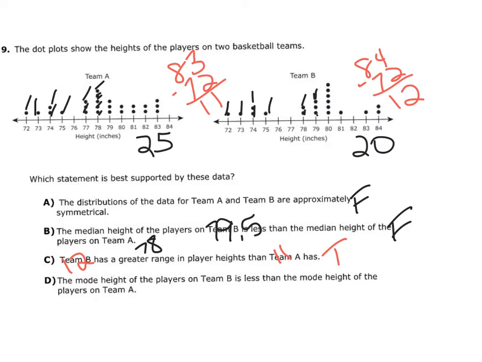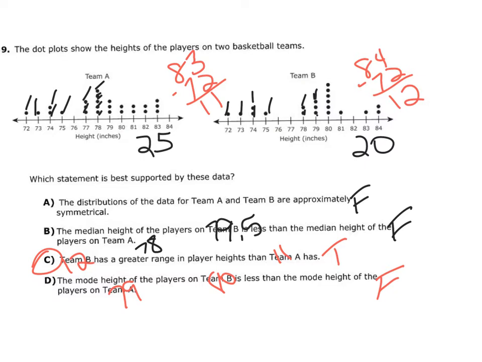And then let's look at the last one. The mode height of players on Team B, so the mode would be 80 on Team B, is less than the mode height of the players on Team A. The mode height for Team A is 79. So we know 80 is not less than 79, so that's false. So my answer is letter C.